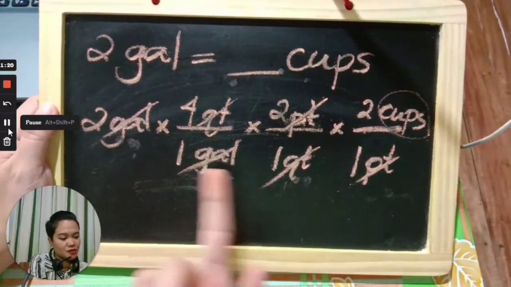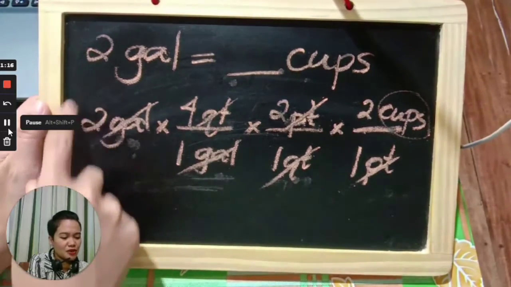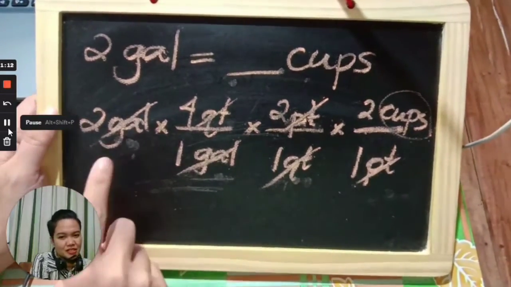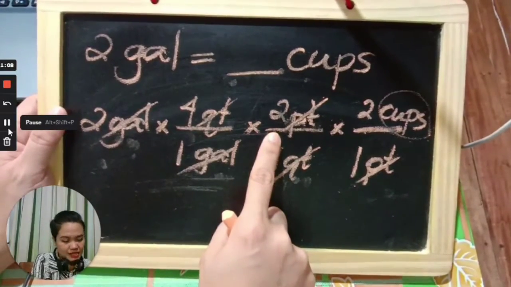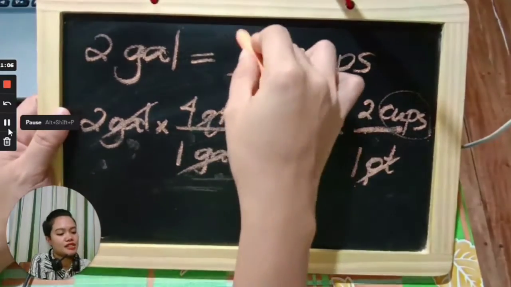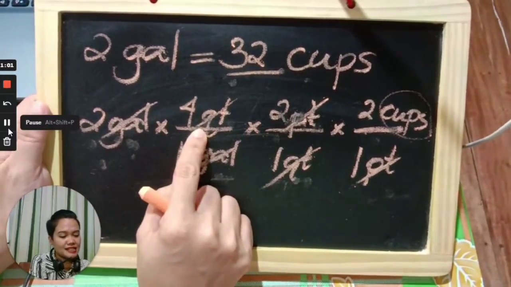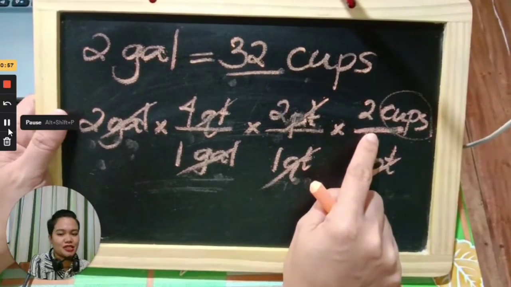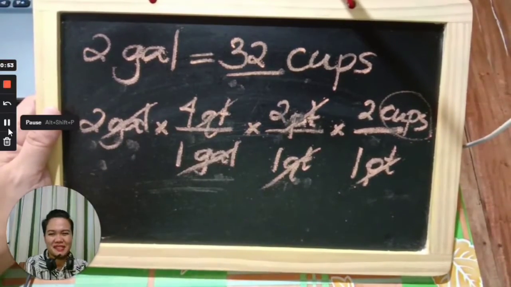And 1 times 1 times 1 as your denominator will just be 1. So let's just focus on this whole number and the numerators, the product of all this. So 2 times 4 is 8, times 2 is 16, times 2 is 32. 2 gallons is 32 cups.